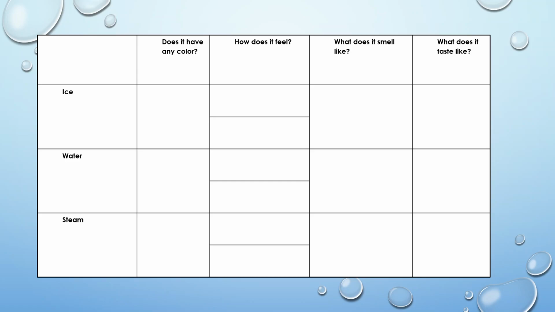Here you have to read the sentences or the questions that are on the top, like, does ice have color, does water have color, and does steam have color. Then you have to complete how does it feel, what does it smell like, and what does it taste like. In the instructions, you're going to find some vocabulary that can help you to complete these ideas. After you finish with this, you have to take a picture and upload it to the form that I designed for this project.